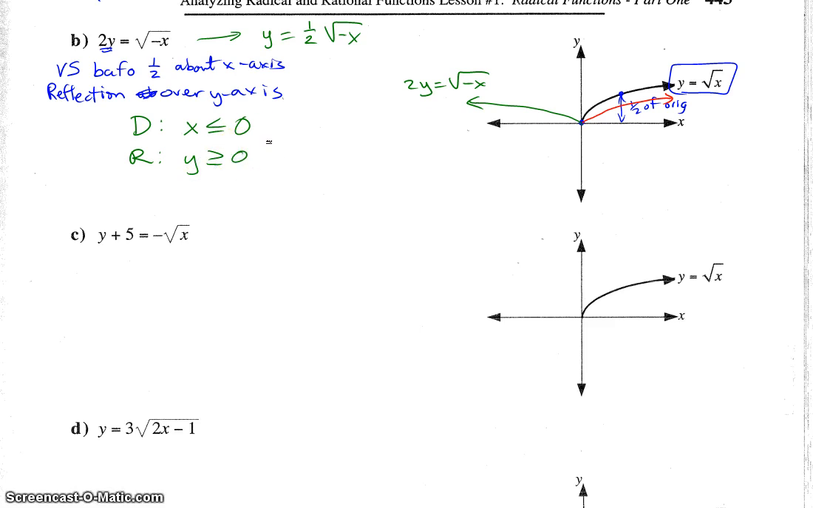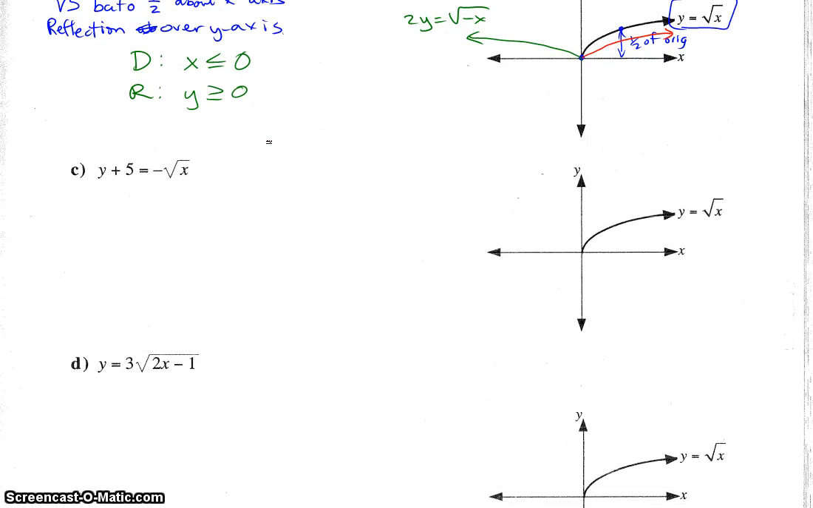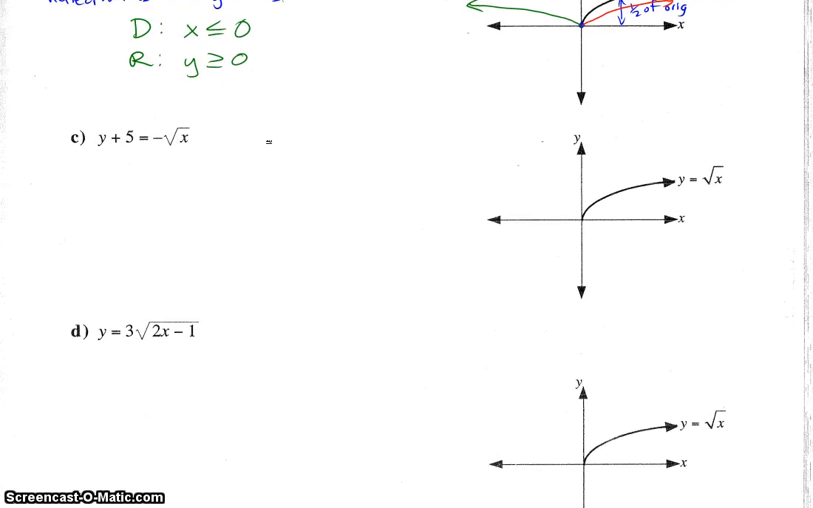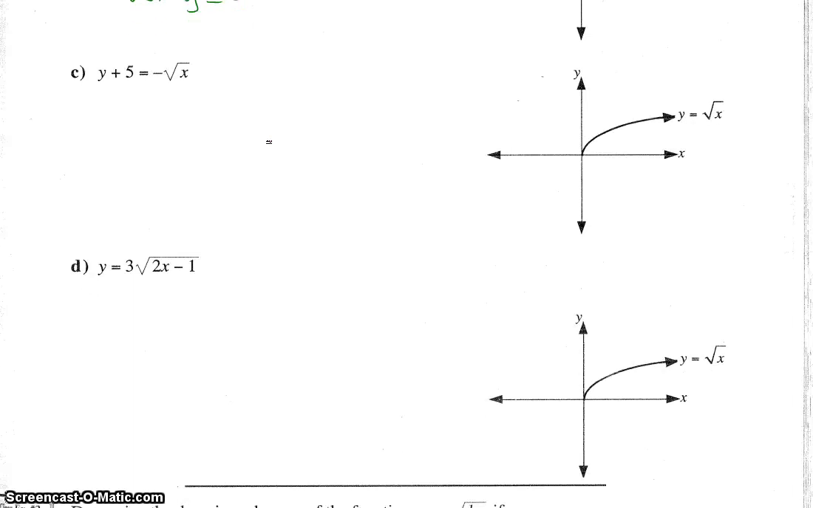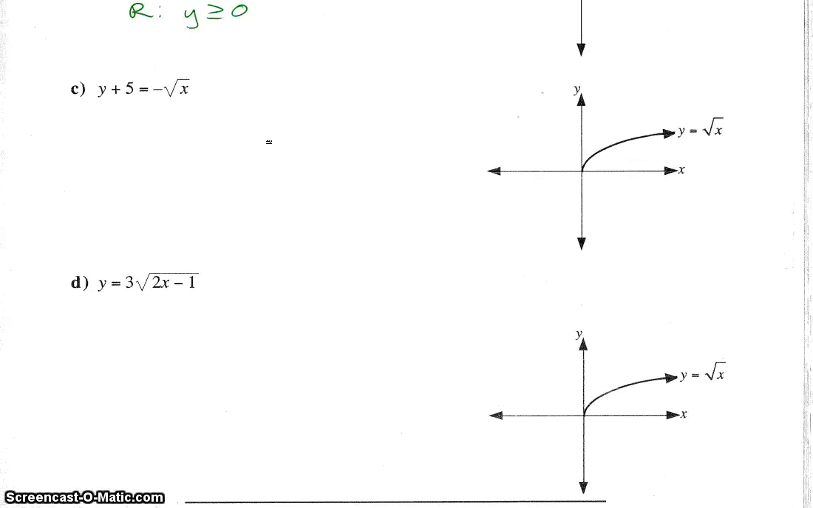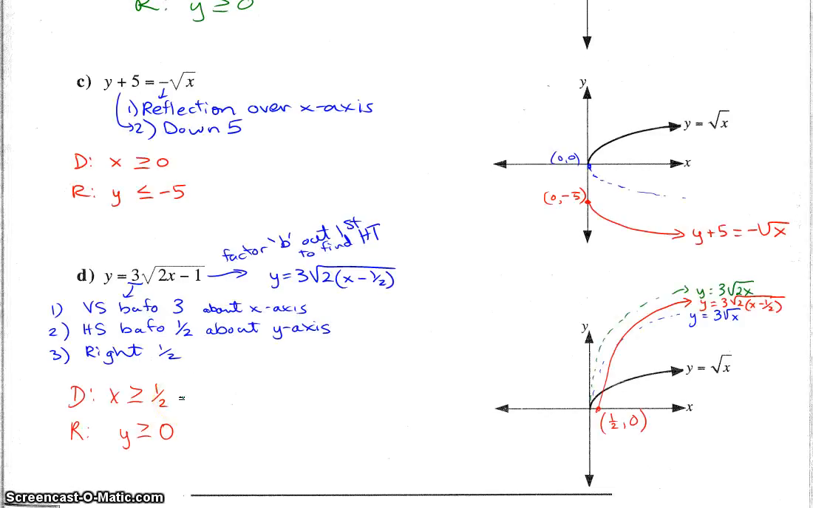We checked it with the graphing calculator. Why don't you guys try the next two? Write down the transformations, sketch the graph, and then determine the domain and range. We will check back in a minute to see if we have the same answer. Okay? Pause your video, please. Okay, how did those go?